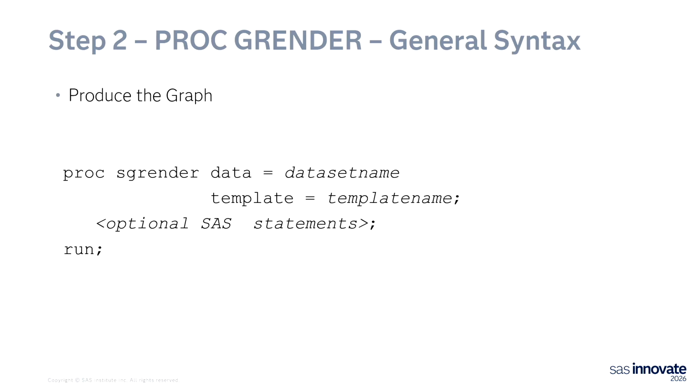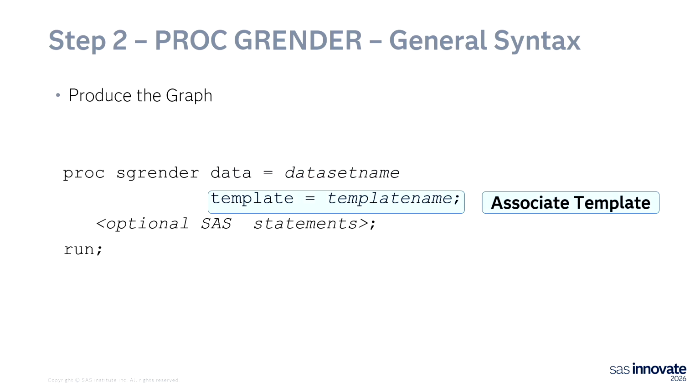The general syntax for proc SGRender is that we use the data option to specify the input data set. We use the template option to now associate the defined structure to the data. These are the two required statements in order to produce an association to create the graph. Additional SAS statements such as by, where, format can be used as well.